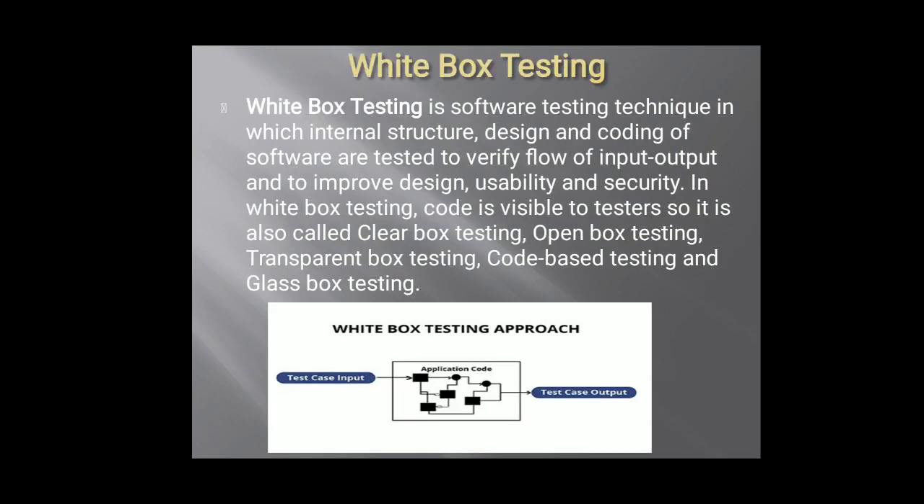The next is white box testing. After black box testing, the counterpart, we can say, is white box testing. White box testing is a software testing technique in which the internal structure, design and coding of software are tested to verify flow of input and output, to improve design, usability and security. In white box testing, code is visible to the testers, so it is also called clear box testing, open box testing, transparent box testing, code based testing and glass box testing.